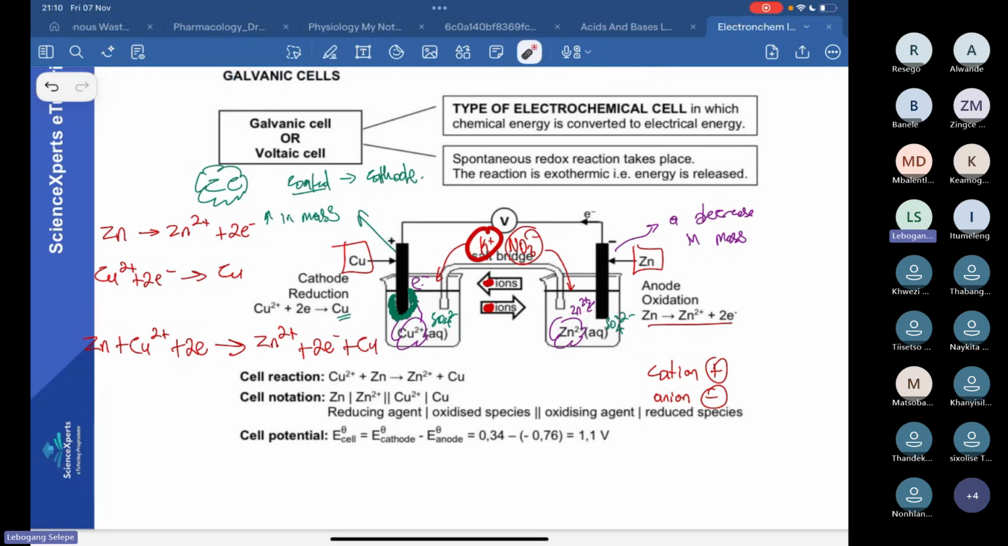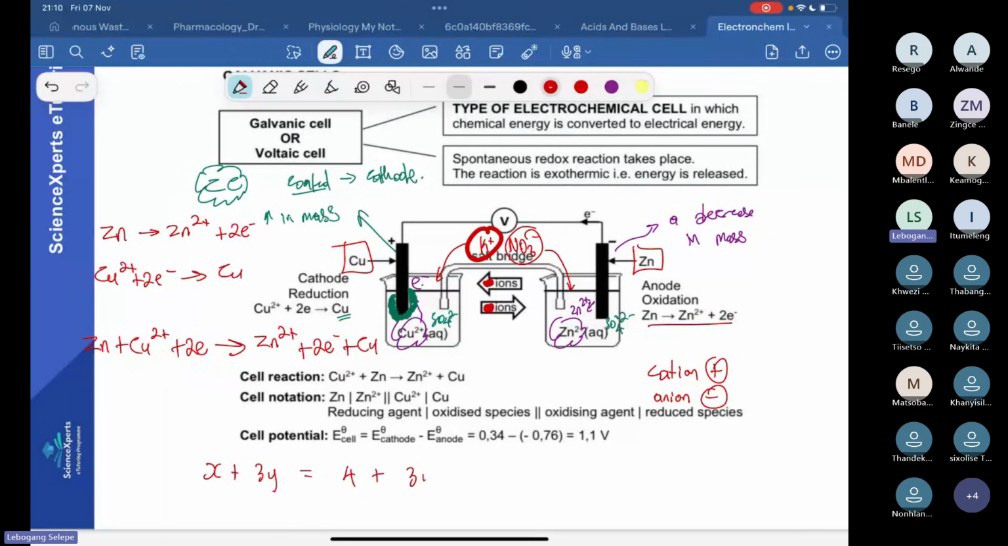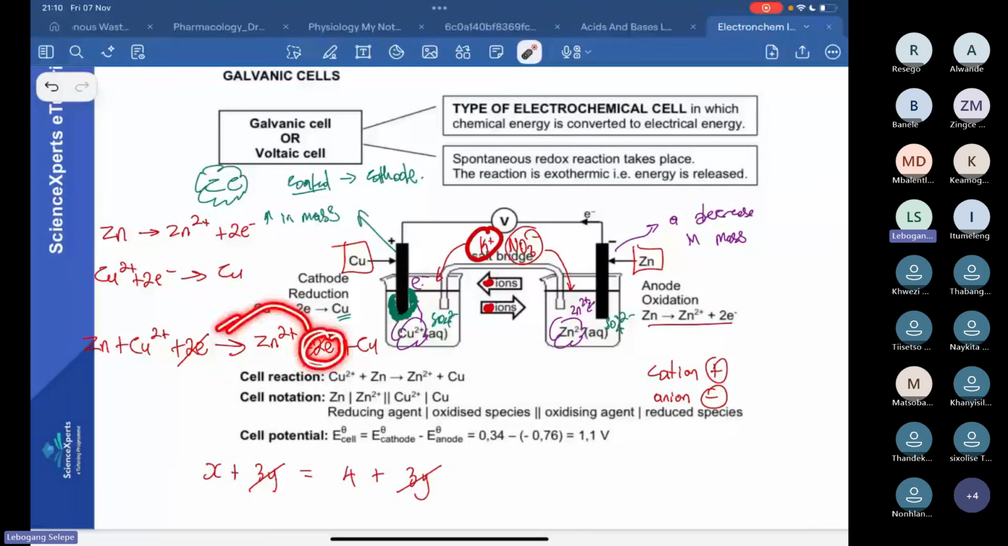So as you can see, the electrons are on both sides and they're equal. It's more like having an equation when you have x plus 3y equals 4 plus 3y. So the 3y and the 3y would just cancel each other out, right? So also here the electrons would cancel each other out, because if I were to transpose these two electrons to that side, there would be 2 electrons minus 2 electrons, which is 0 electrons. So basically that's why they are canceling each other out.